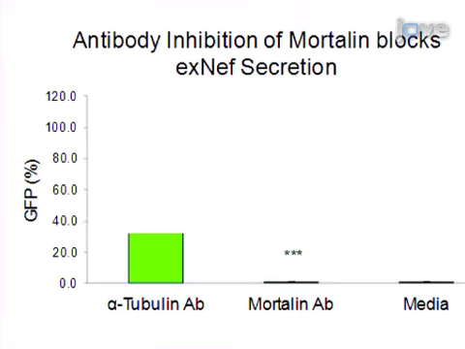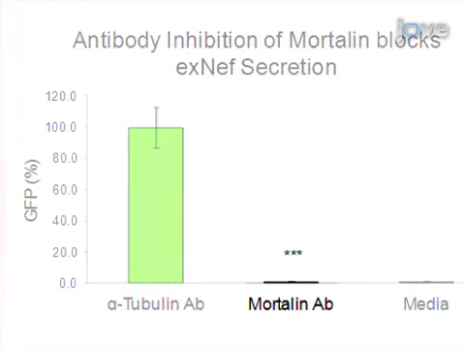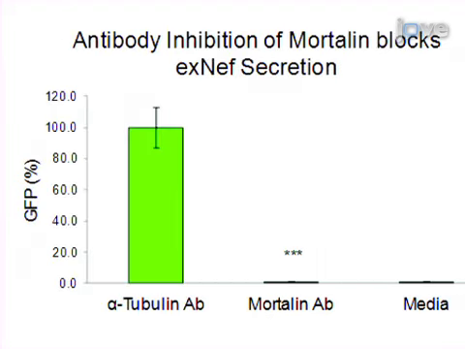The plate reader assay shows that co-transfection of the anti-mortalin antibody with the Nef expression plasmid completely abolished exosomal Nef secretion. The unrelated antibody had no effect on exosomal Nef secretion. These results suggest that an intact Nef-mortalin interaction is required for exosomal Nef secretion.